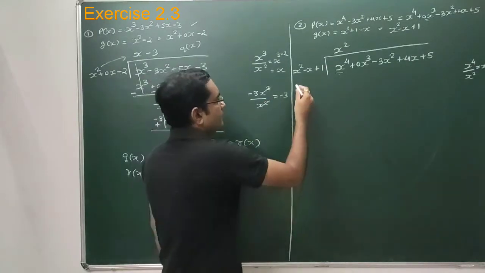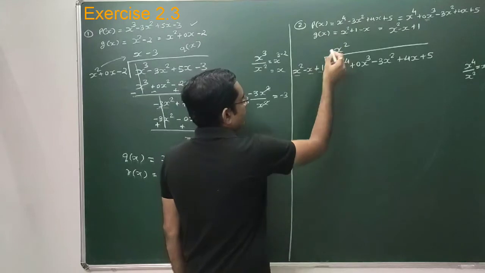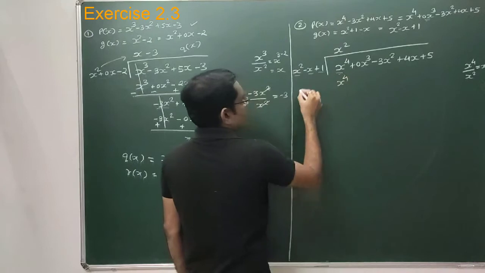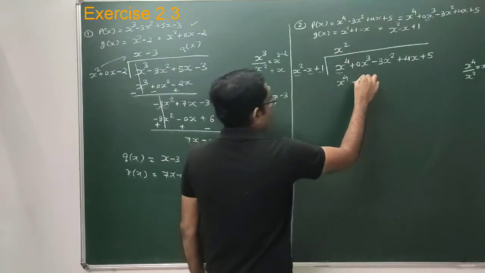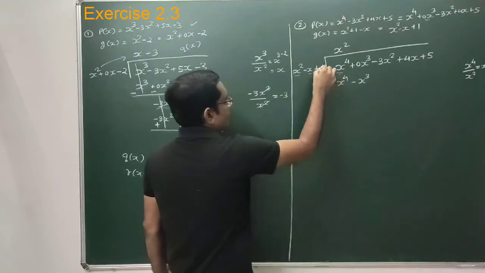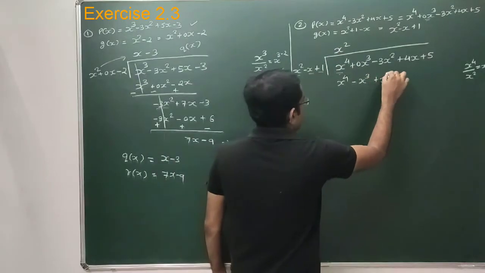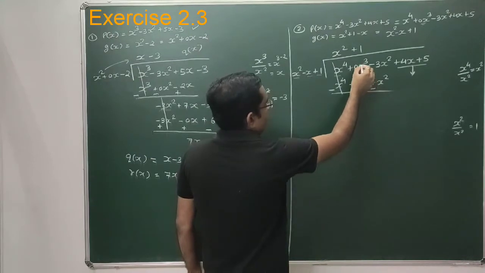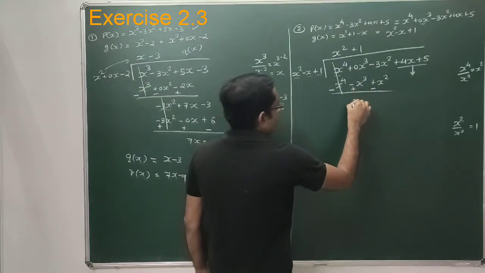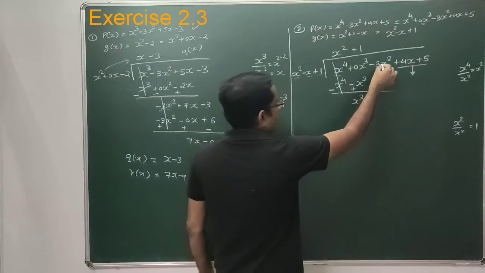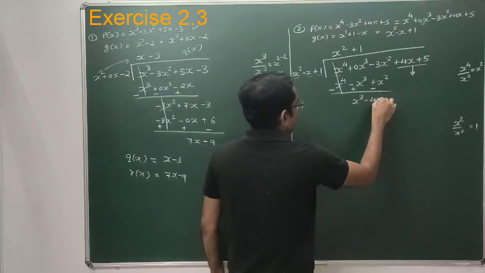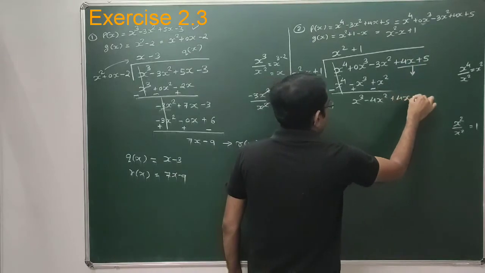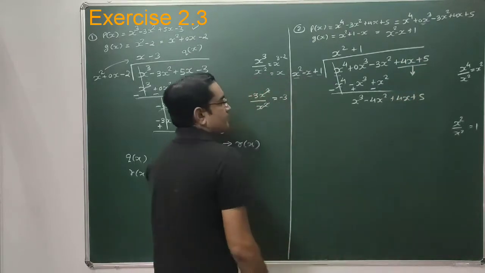Now, what is the next step? Multiply all these three terms with this x square. So x square into x square is x raised to 4, minus x into x square is minus x cube, plus 1 into x square is x square. So it will be cut, 0x cube plus x cube is x cube. Here minus 3x square minus x square is minus 4x square, and take these two remaining terms down, which are 4x plus 5. Done?